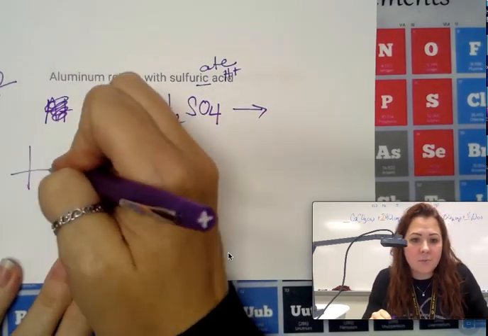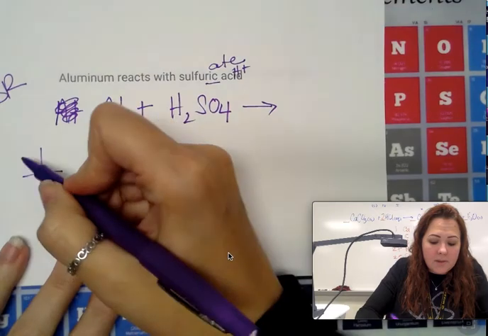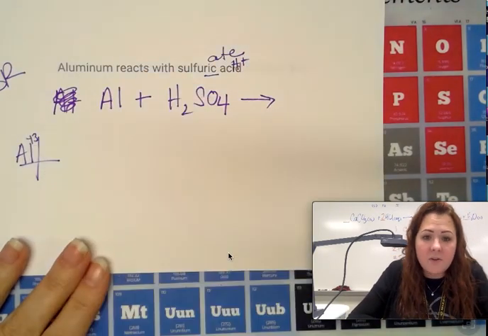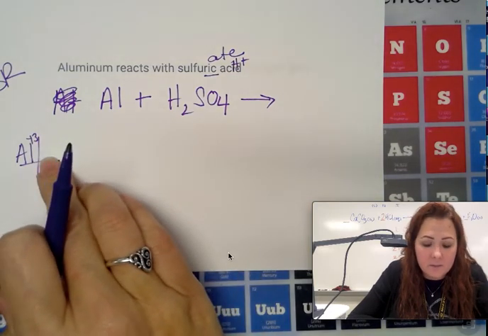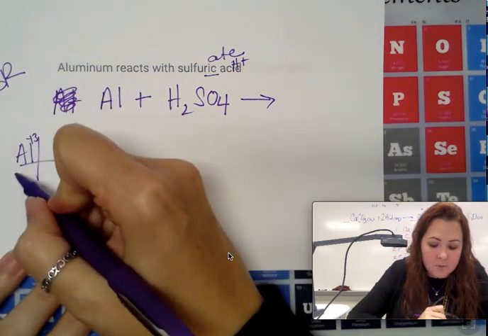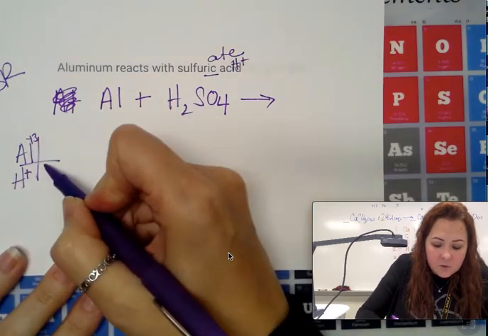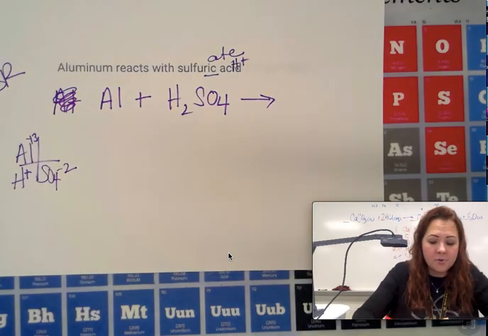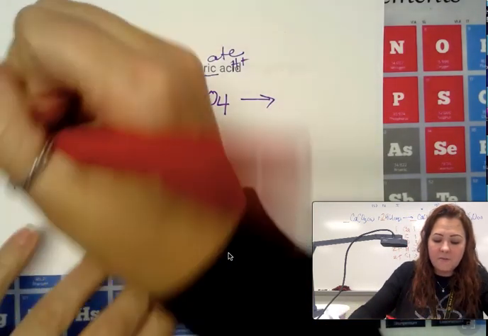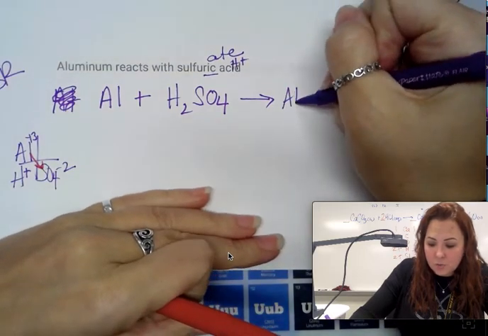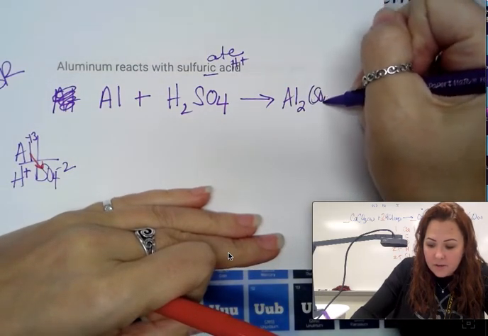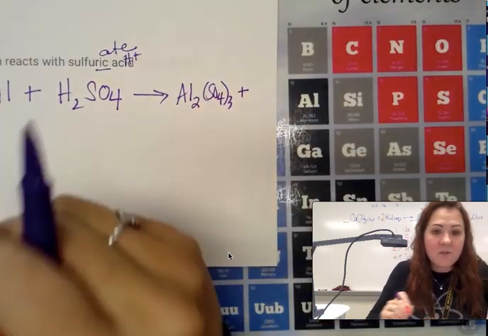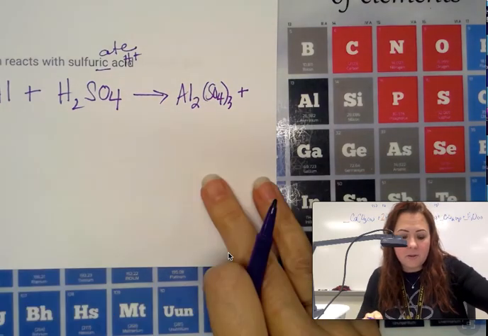Make my T-chart. I have aluminum. Aluminum has a +3 charge, so it goes in the first box. Nothing over here because it's not paired up with an anion. I have hydrogen, which has +1. Sulfate is SO4 minus 2. So now I need to trade partners. Aluminum is going to pair up with sulfate, Al2(SO4)3, plus, I don't know if I can squeeze this in or not, but my hydrogen doesn't have anything to pair up with. Ooh, sorry, I'm off the paper here.